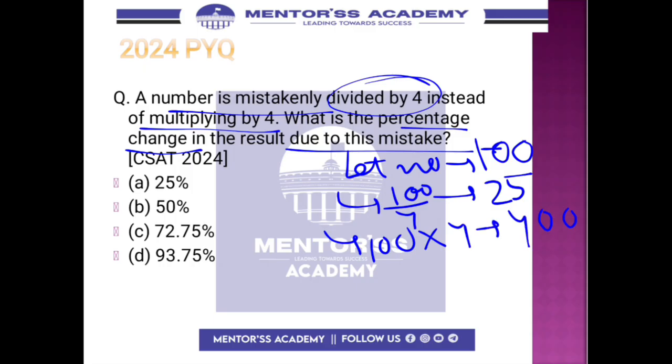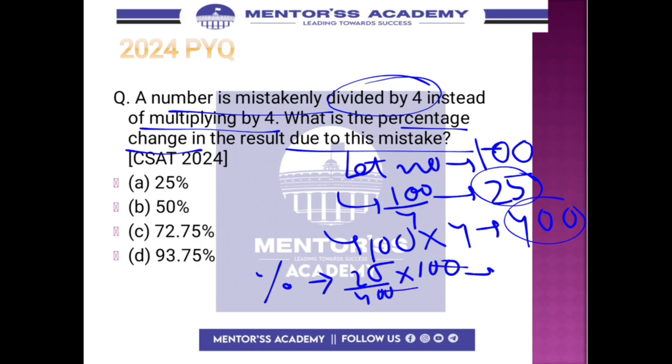So what is the percentage change in the result due to this mistake? So what would be the percentage change? So here, how much is 25 out of 400? How much percent is it? 25 by 400 into 100, that is 6.25% of the original number. So what would be the percentage change?